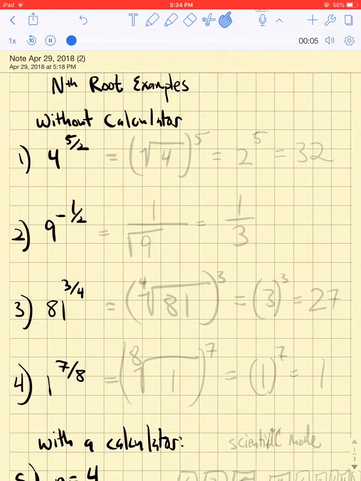Welcome back. Just going to go over a couple examples now of nth roots. We'll do some without a calculator first, and then we'll try some with a calculator.